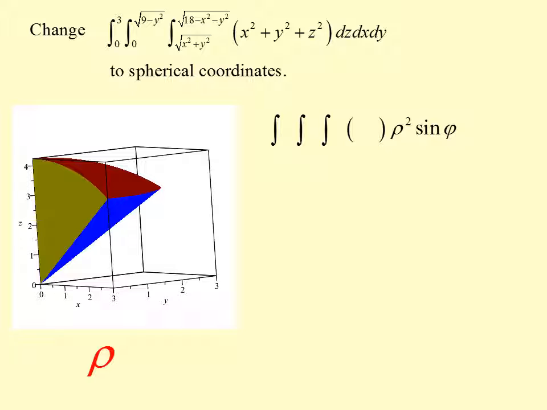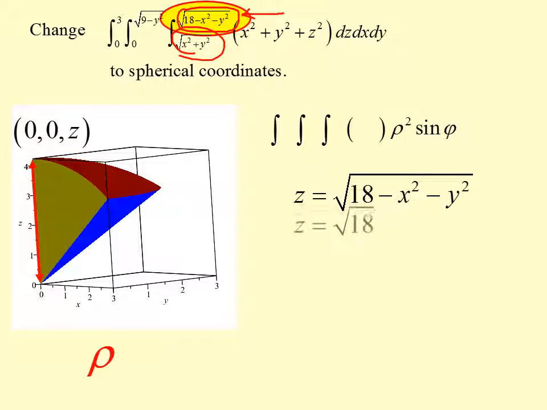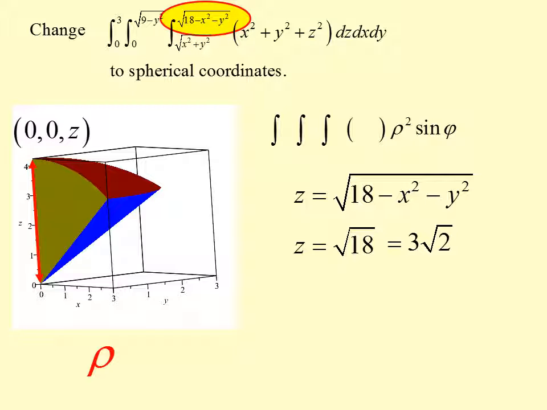And the rho, let's see how we can find rho. Now rho is the distance from the origin out to the surface. Now we need to figure out what that is. Now the surface, if we look at this, we're going from 0 up to z, and we're told here what the z's are. So using z equals square root of 18 minus x squared minus y squared, and the fact that x and y are both zeros, we get z equals square root of 18, which we can simplify to 3 square root of 2. And so our z's then are going from 0 to 3 square root of 2.